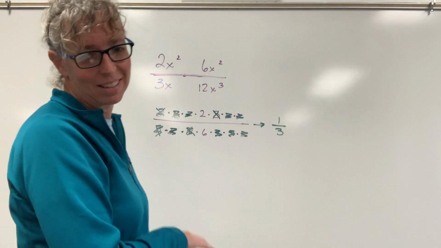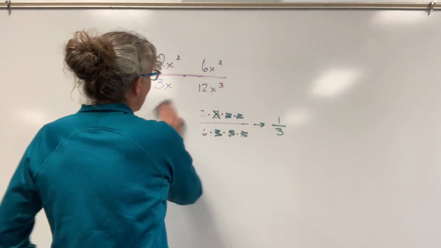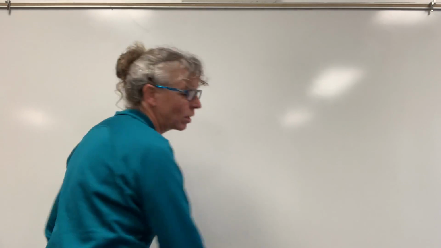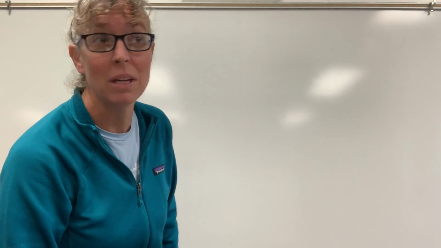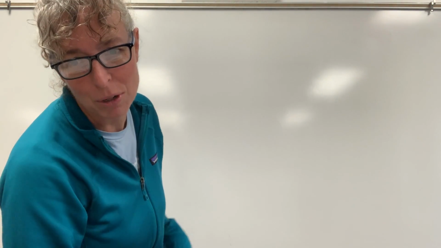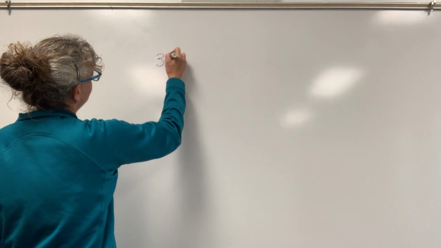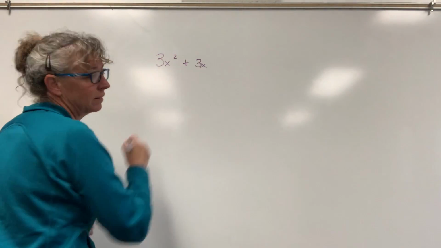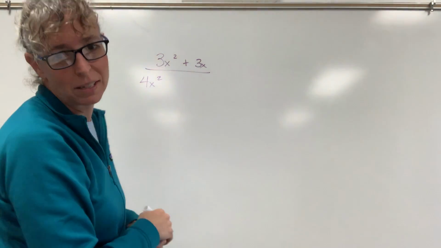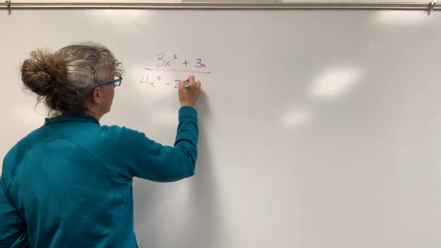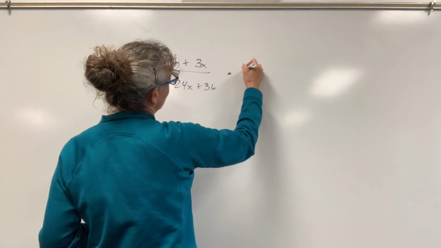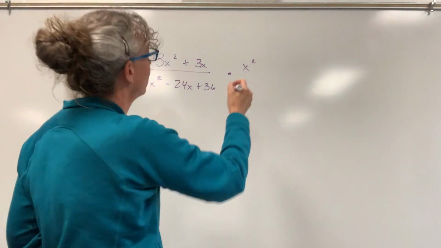Let's do another one. Example number 2. Of course, just when you think it's going to be great, no problem, they'll throw more complicated problems at you. But that's okay because you are awesome algebra students and you have got this, okay? Example number 2, 3x squared plus 3x over 4x squared minus 24x plus 36 times x squared minus 4x plus 3 over, well, that's the setup.